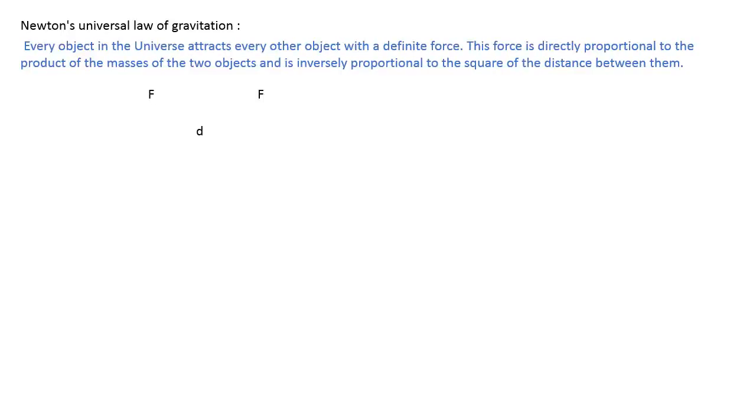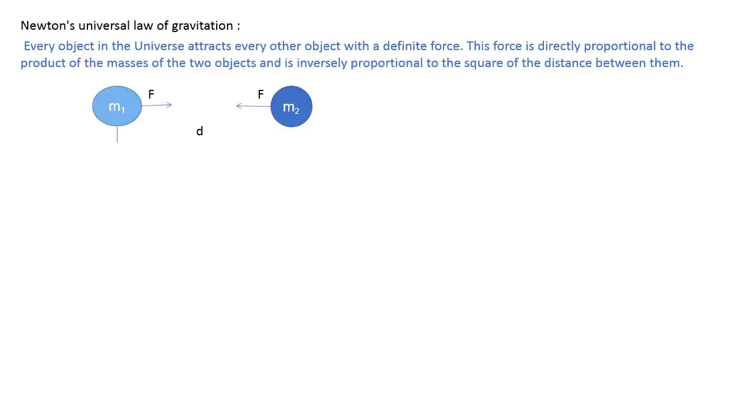Okay, so that is what Newton's law explains. Every object in the universe attracts every other object with a definite force, and that force is directly proportional to the product of masses of two objects and is inversely proportional to the square of the distance between them. Let's see with the diagram.